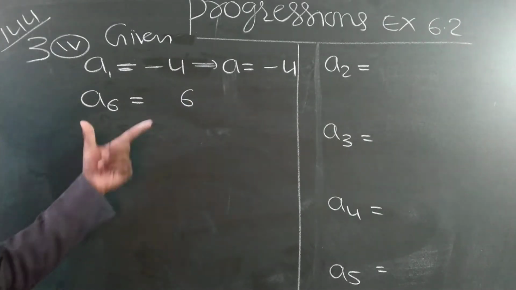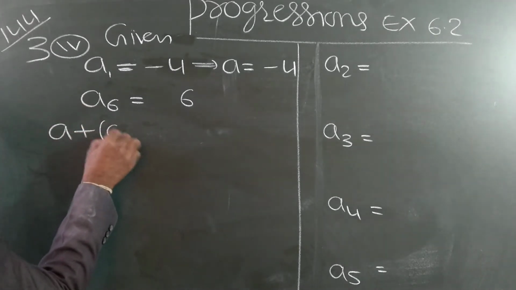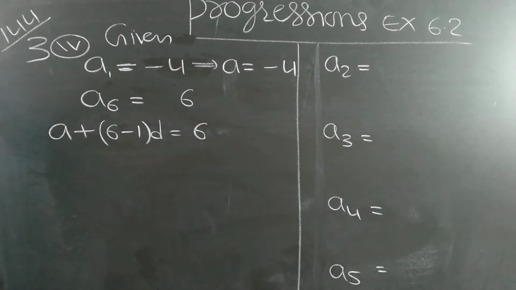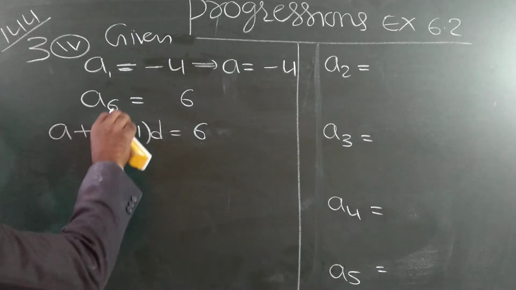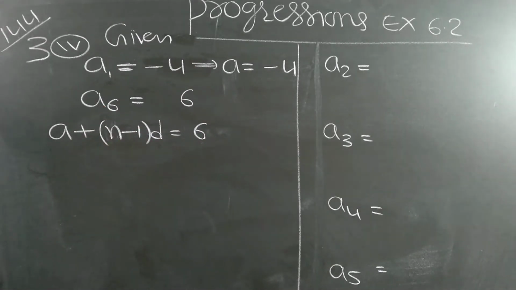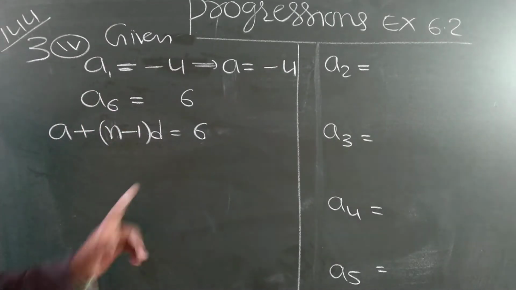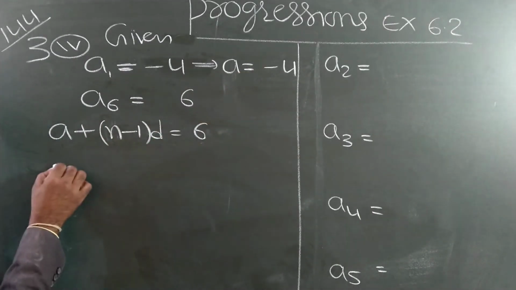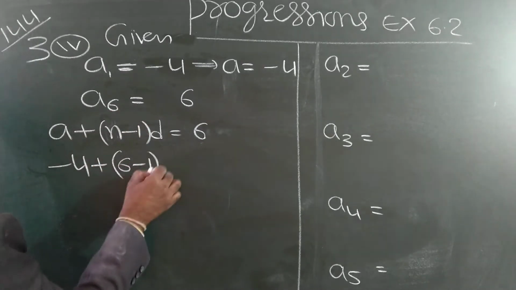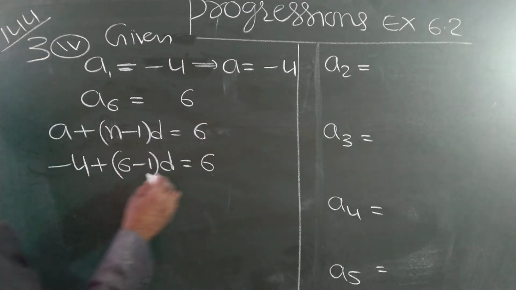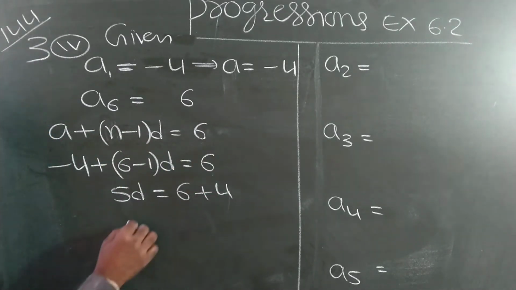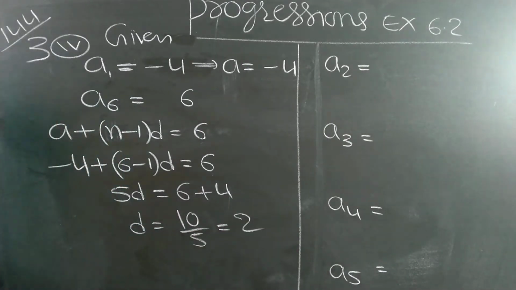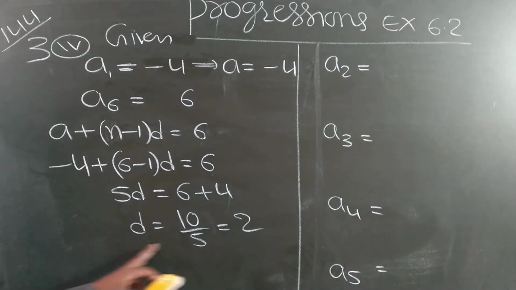We can find D value using this. What is the formula for sixth term? A plus 6 minus 1 into D. Nth term formula, A plus N minus 1 into D. N is 6. Otherwise, I will write the full formula and after that I will substitute. But sometimes we need to write directly also. Okay. What is the formula for nth term? A plus N minus 1 into D. But it is given as 6. What is A? Minus 4. Plus N is 6. 6 minus 1 into D we don't know. We have to find. Is equal to 6. 6 minus 1 is 5D is equal to 6 minus 4 that side plus 4. 6 plus 4 is 10. D is equal to 10 by 5 is equal to 2. We got D value.